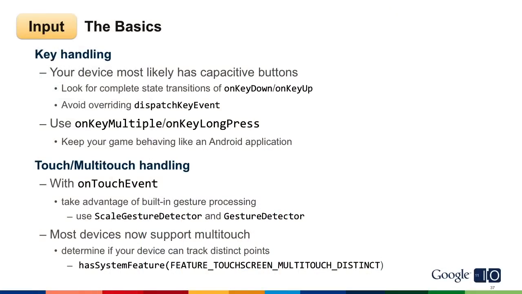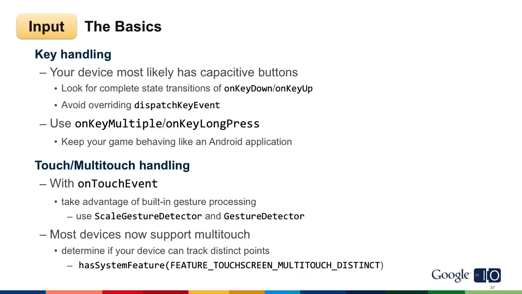Now, most devices support multi-touch, and most devices can actually track distinct points. But you can query to find out whether or not that's true by checking this variable, feature touchscreen multi-touch distinct. You can also use it as a filter in Android Market. If you want to make sure your device supports true two-finger multi-touch, you can.